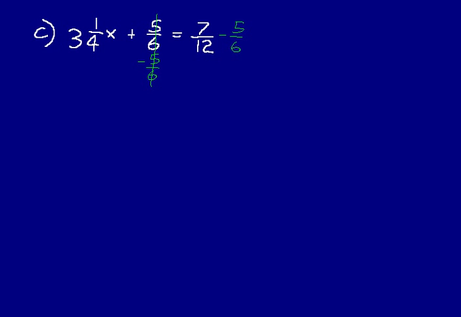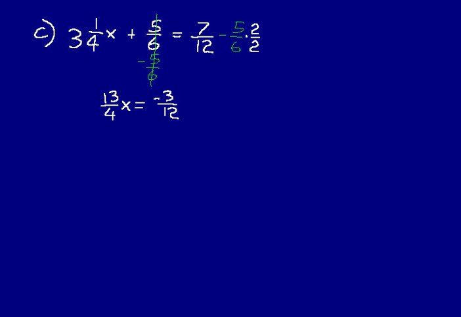So this cancels on the left. On the right side, I need to get common denominators there. And so I'll need to multiply negative 5/6 by 2 over 2. And so then I'll end up with 3 1/4 x, or I know I'm going to have to make that an improper fraction, so I'll just go ahead and do that now. 13/4 x is equal to 7/12 minus 10/12, or negative 3 over 12.